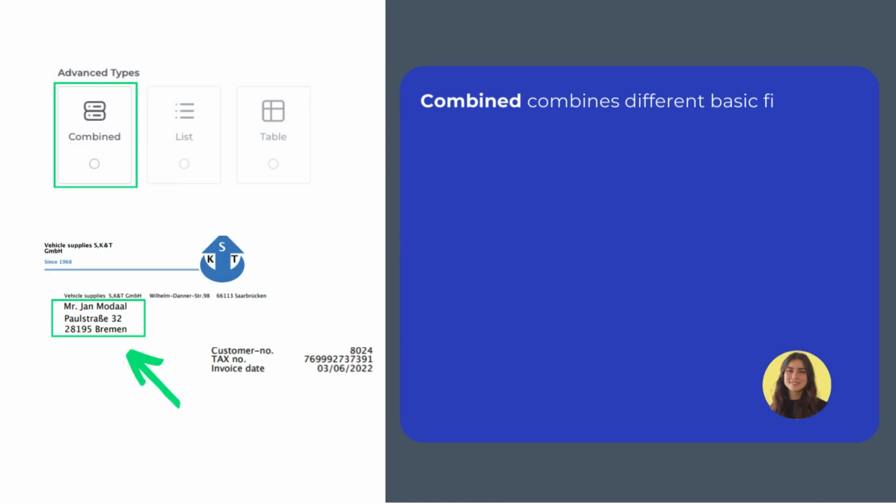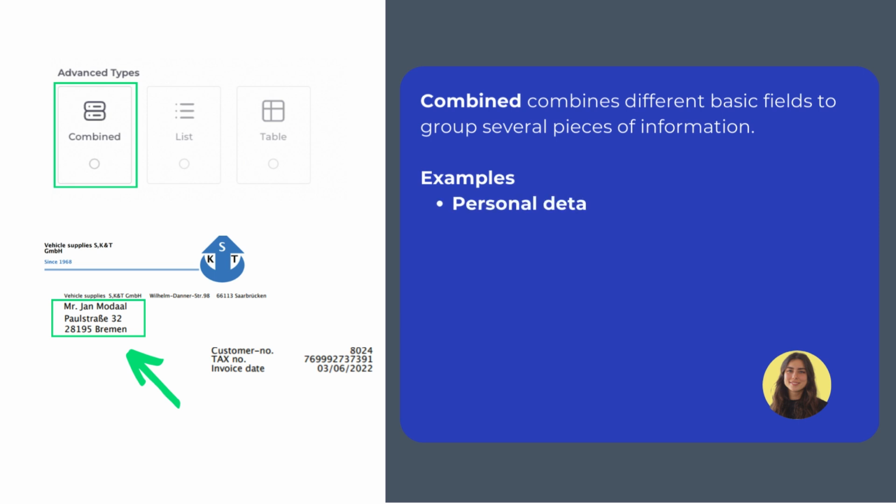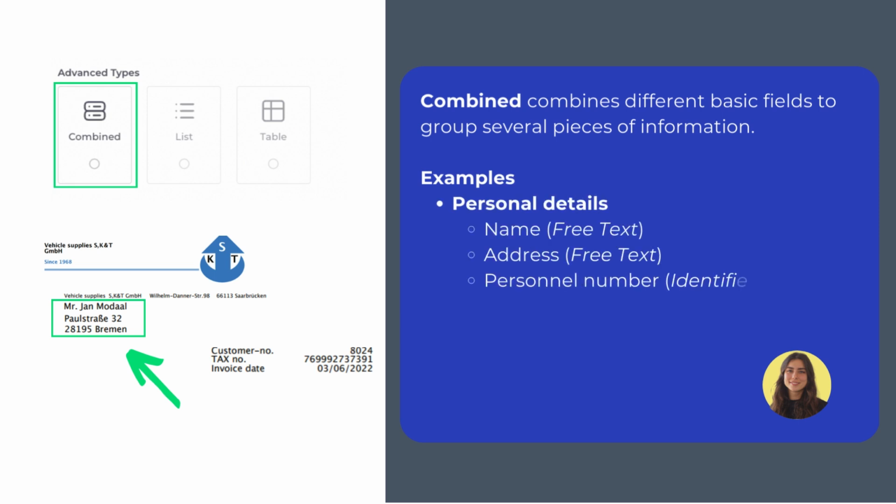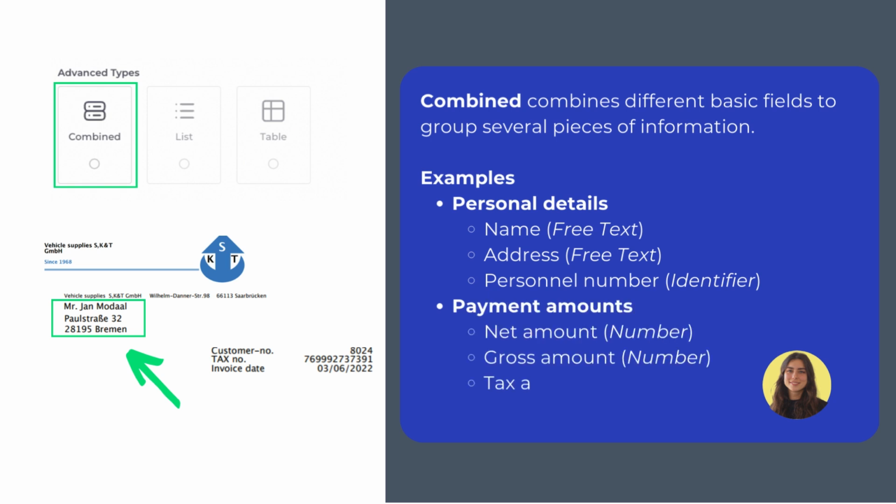Combined combines different basic fields to group several pieces of information. Examples for this are personal details, which consists of name, address, and personal number, or payment amounts, which consists of net amount, gross amount, tax amount, and tax rate.